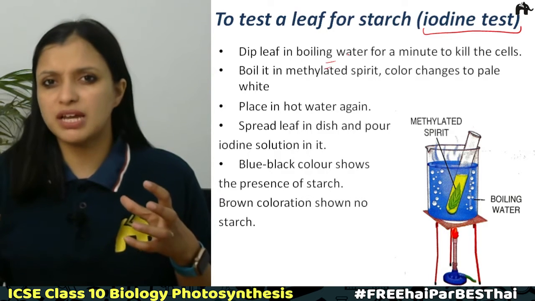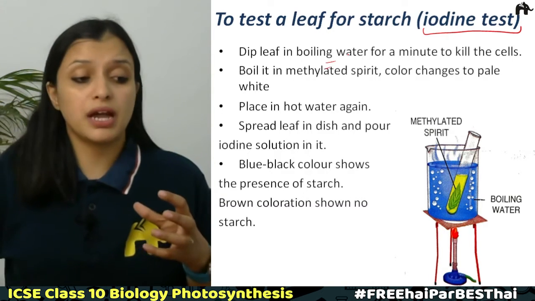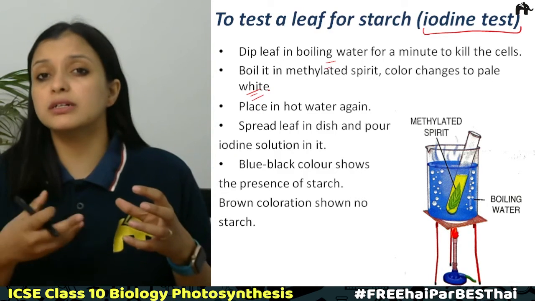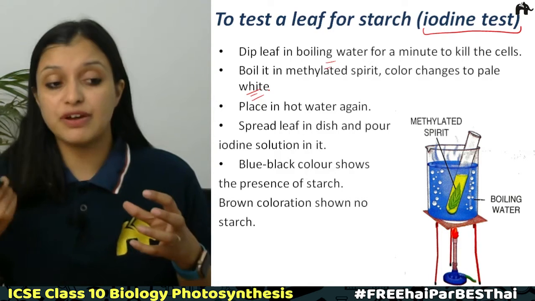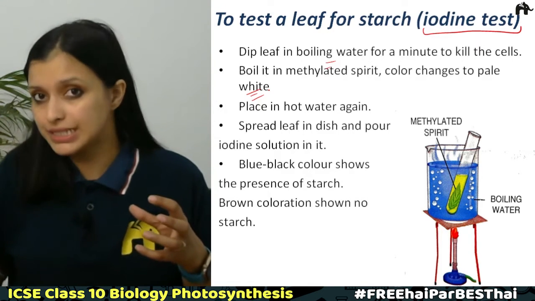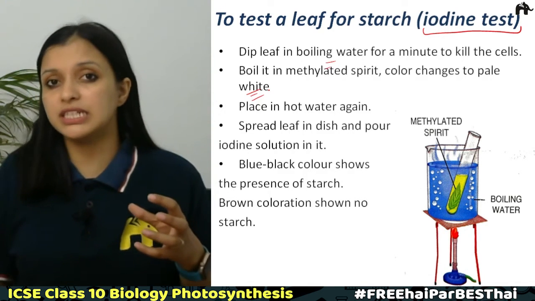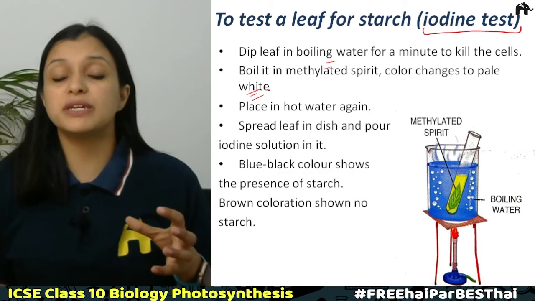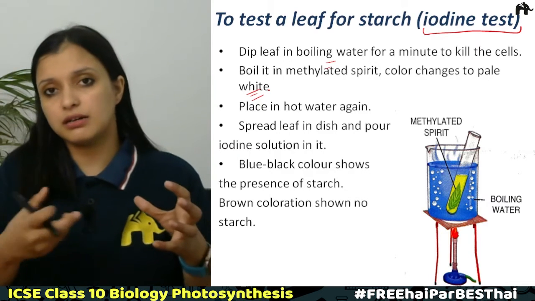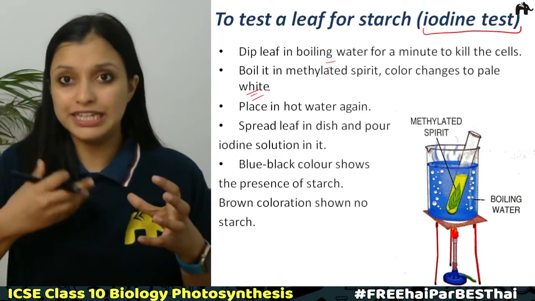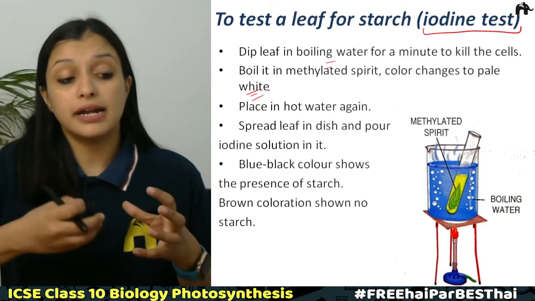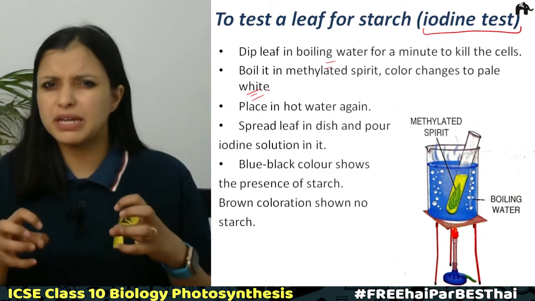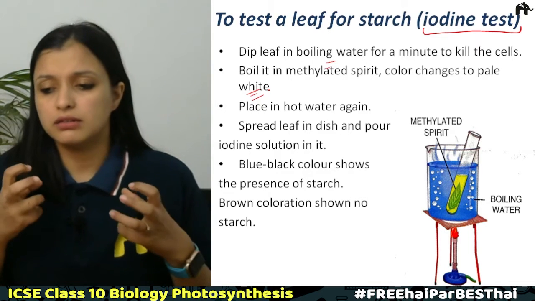After some time you will see that the leaf becomes pale white. This means that all the chlorophyll from that leaf has been removed, so it has lost its green color. And why is there green color in the leaf? Because of the presence of chlorophyll in the leaf. Now that chlorophyll has been removed, the color goes, the leaf has that pale white color, and the leaf has become very hard and very brittle.